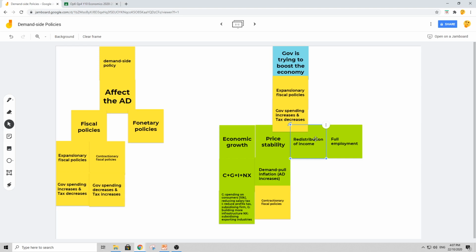Well, Julian, you were still in the contractionary part. Oh, okay. Here, look, I'm not trying to say how do we achieve redistribution of income. I'm trying to say, if the government is trying to boost the economy and they are using expansionary fiscal policies, what will happen to the redistribution of income? So this is the question, because we are trying to use one scenario to understand how it affects all the objectives.